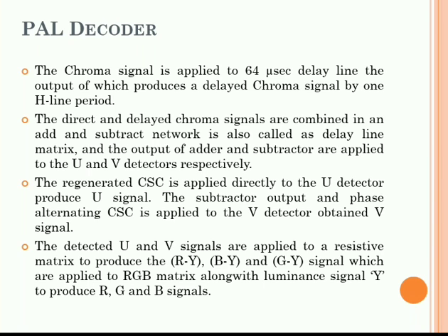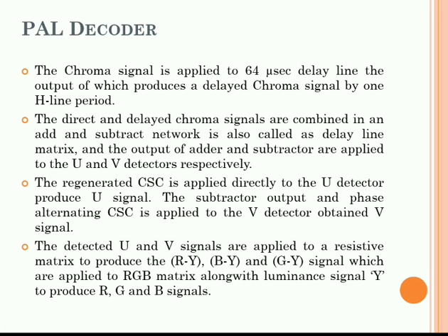Then, after passing through the adder and subtractor, whatever output we have we give to the U detector and V detector respectively. The output of the adder we give to the U detector, and the output of the subtractor we give as input to the V detector. The regenerated CSC is applied directly to the U detector, which produces the U signal, and the subtractor output and phase alternating CSC signal is applied to the V detector to obtain the V signal. Means after the U detector we have the U signal, and after the V detector we have the V signal.